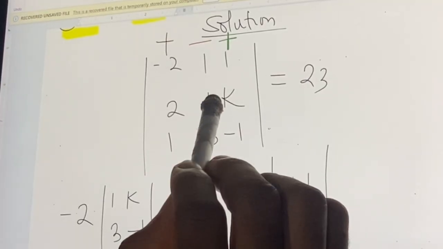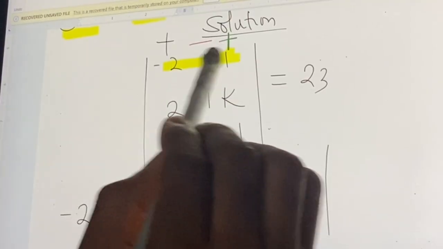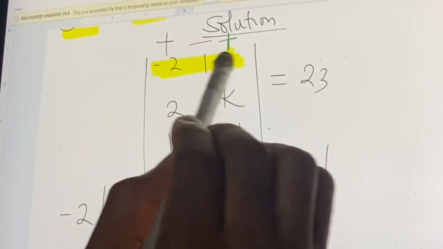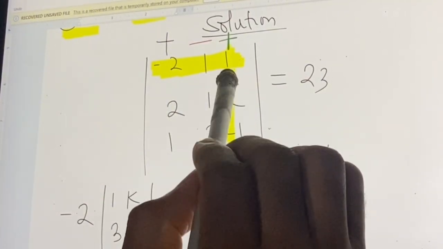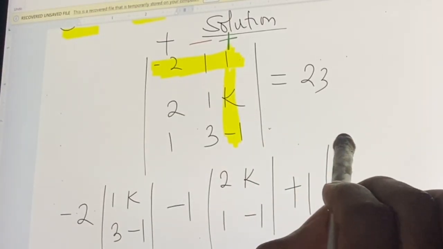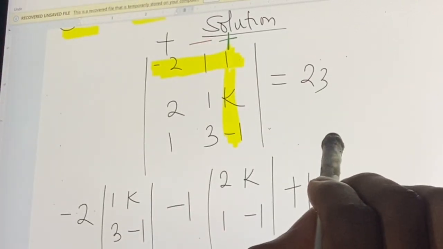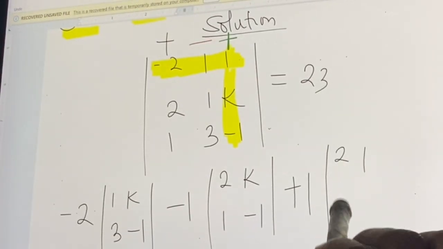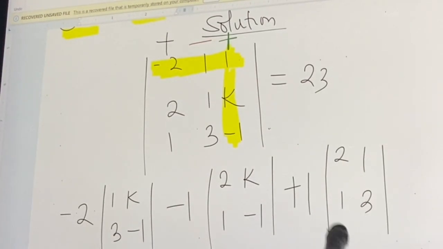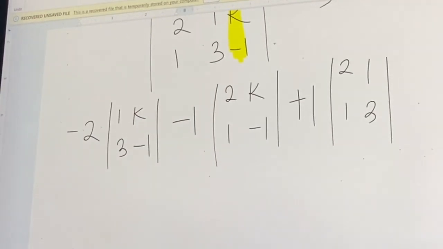Now let's reduce that to 2 by 2 matrix. I will close the row of plus 1 and close the column of plus 1. I'll be left with 2 1 1 3. Please take note of this. So the next is to apply the formula for 2 by 2 order of determinants.